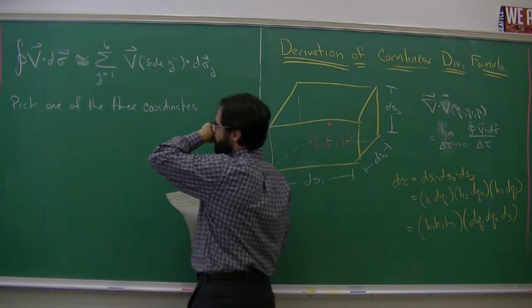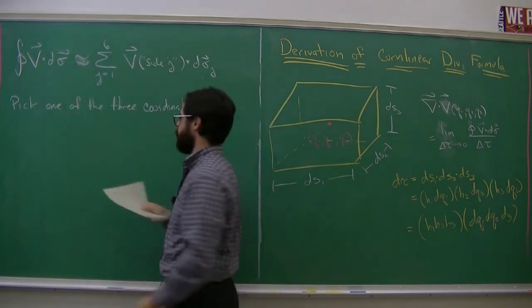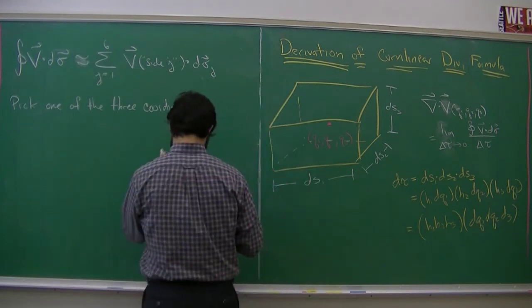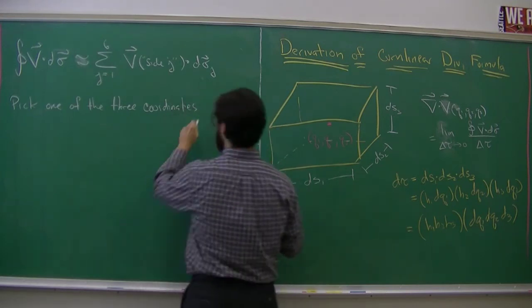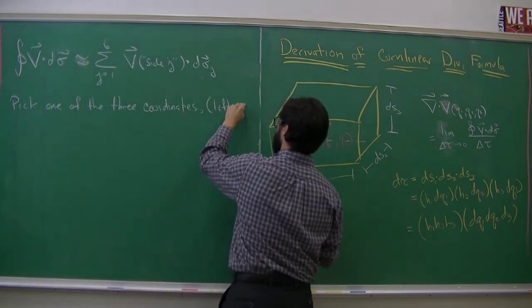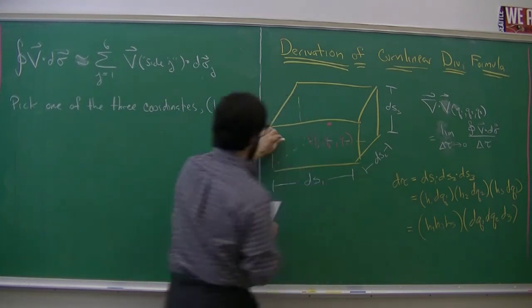And for the other two pairs, the y pair and the z pair, the terms will match. You just permute the coordinates. So I'm just showing you how this will look and what sort of limits we'll get. So we'll just take left and right. So that and that.